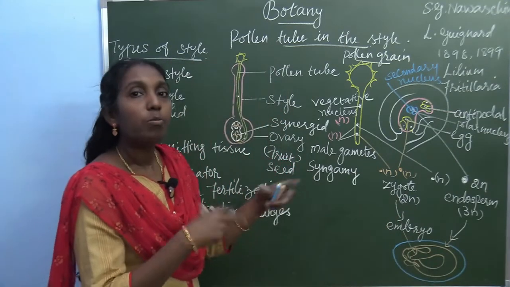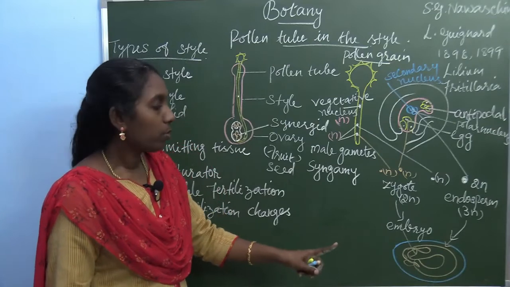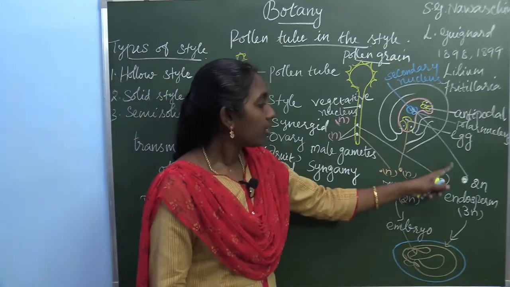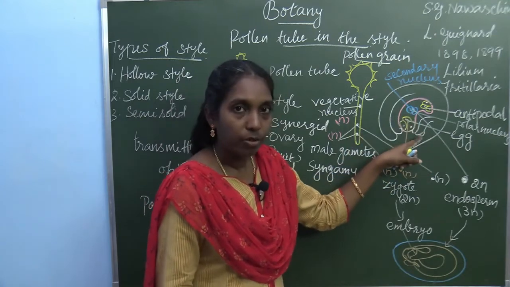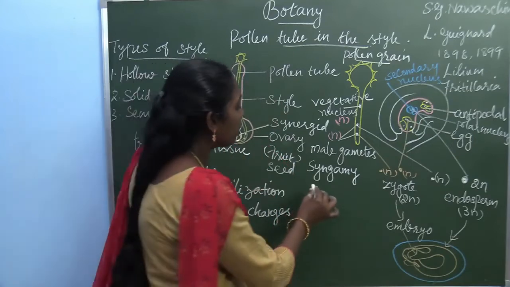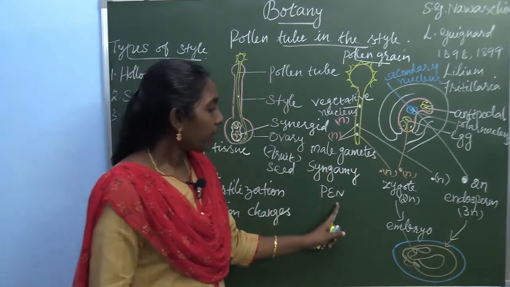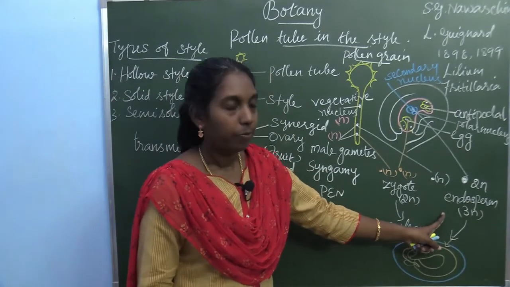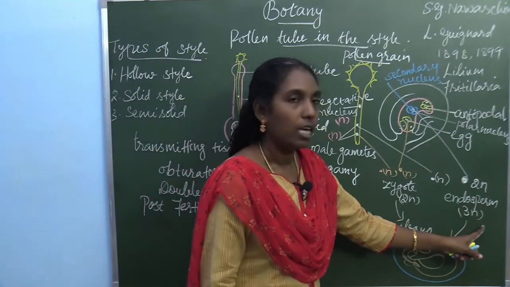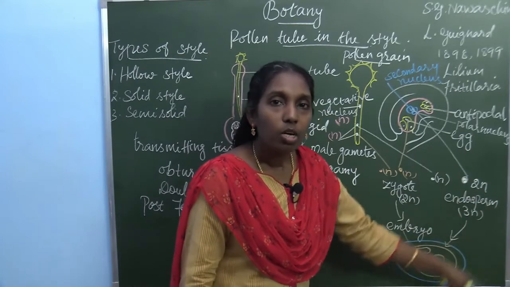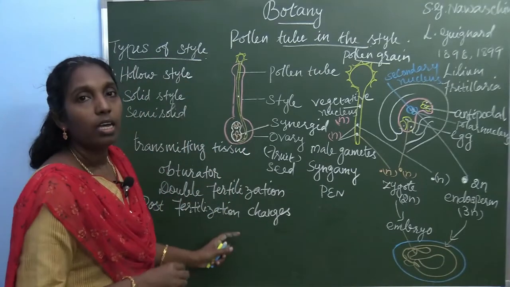Depending upon the mode of development, there are 3 different types of endosperm. The endosperm is the result of triple fusion. The male gamete fuses with the secondary nucleus and forms the primary endosperm nucleus, PEN. From the primary endosperm nucleus, endosperm is formed. This primary endosperm nucleus is 3N, with 3N chromosomes in it. Depending upon the mode of development, it is classified into 3 different types of endosperm.